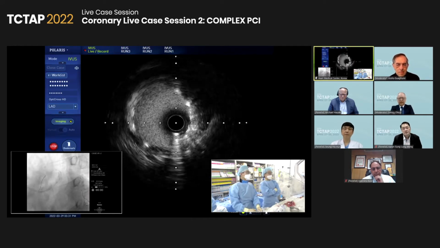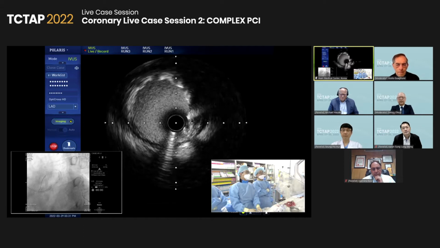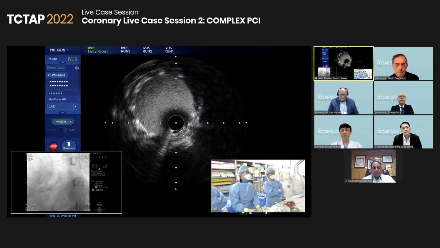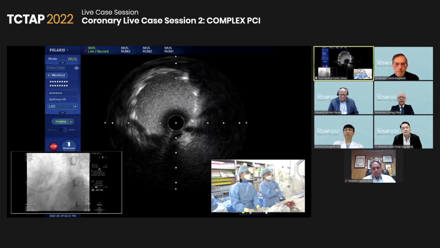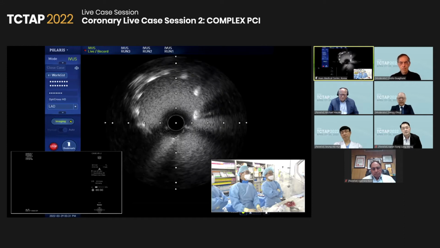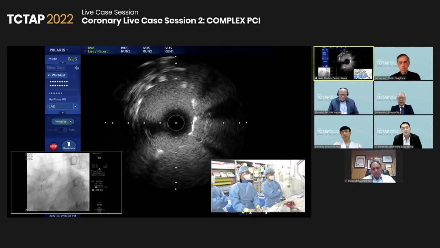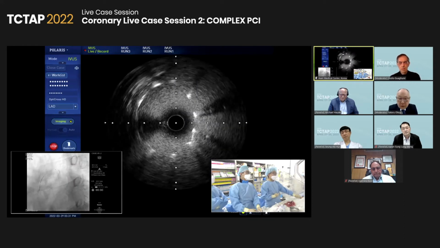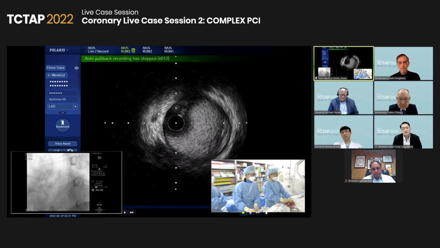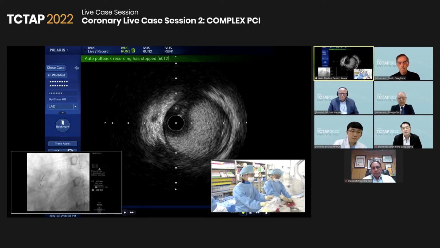Okay, this is the distal main. We try to cover the whole segment of the left main. Two or three struts might be protruded, and this is a protruded left main. Okay, so over here we check the coronary angio again.